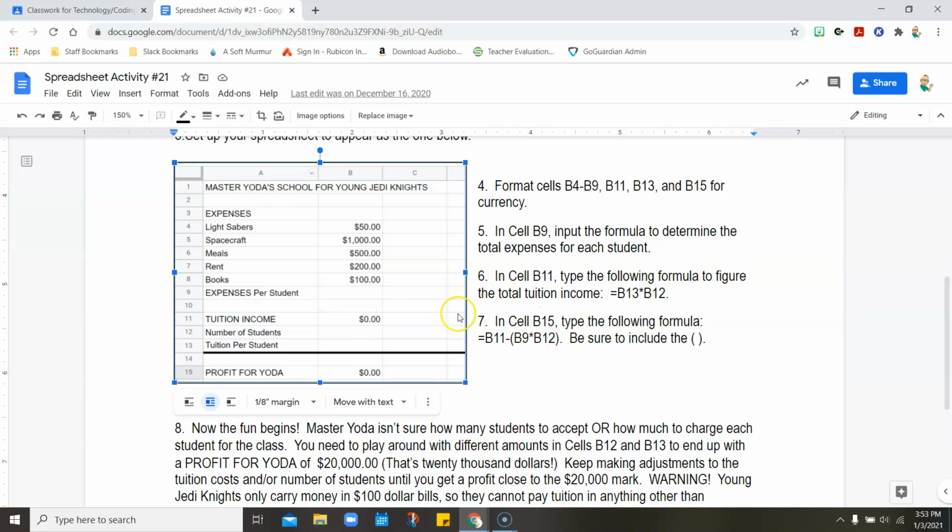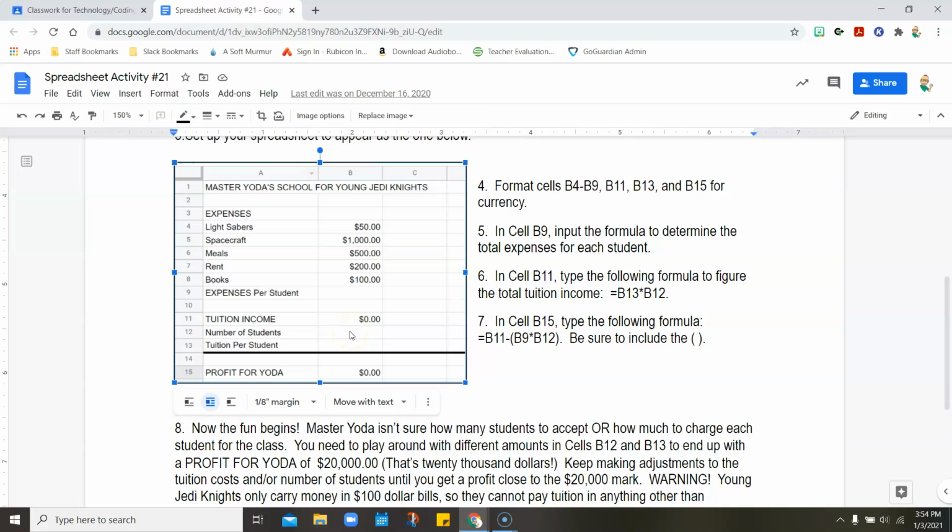In cell B15, which is way down here, I give you the formula. Okay, so here's the formula. You're going to take whatever's in B11, which is your tuition income, and that comes from what kids are paying. That's how much tuition costs. And you're going to subtract B9 times B12. So B9 is the expenses, and you multiply that by the number of students.